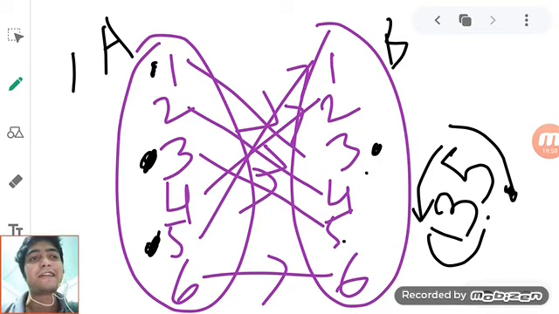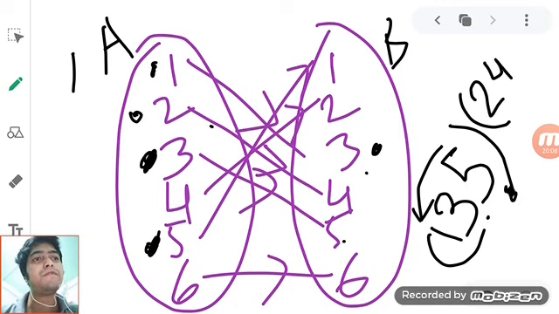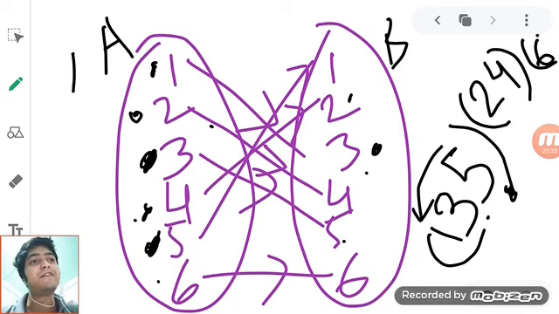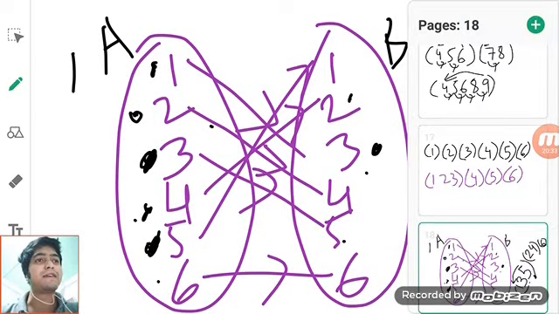Now let us take a look at 2. Because we have already closed the cycle, 2 goes to 4. Again we'll start with 4 from set A. 4 goes to 2, so we'll have to close it. So 1, 3, 5, 2 and 4 have been used. The only thing that is left is 6. 6 goes to 6. So we can write it in this way: 1, 3, 5, 2, 4, 6. Okay, so let's see something more.